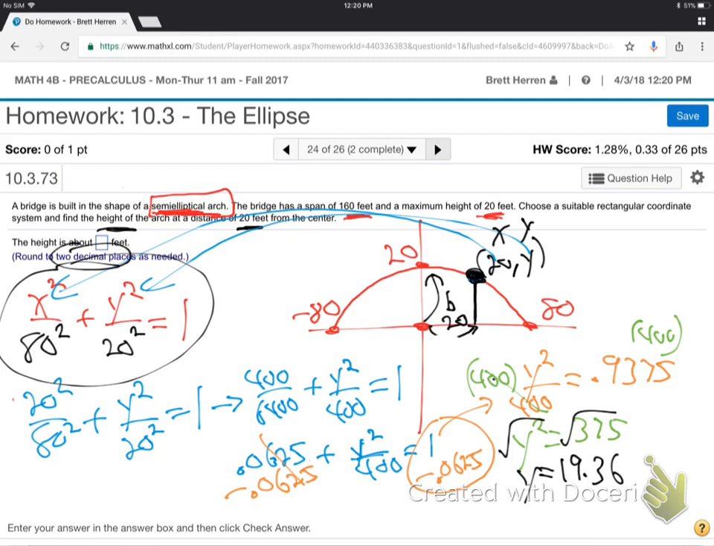It says round to 2 places, so it's about 19.36. The decimal actually went on: 19.3649, blah, blah, blah. That's why we're saying about, because it's not exactly 19.36. All right. Have you had it with that?